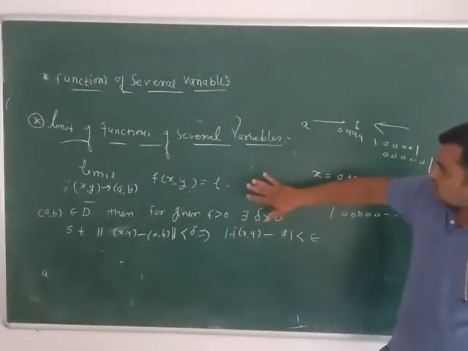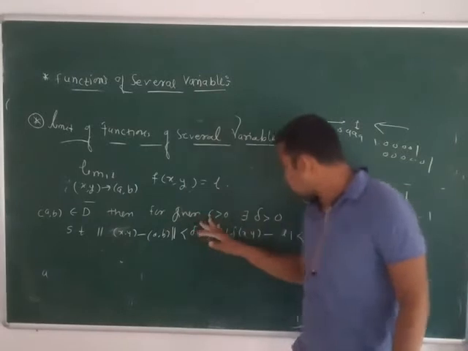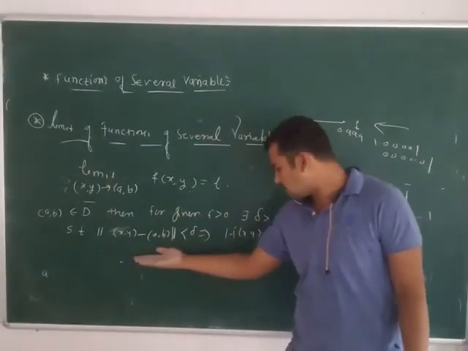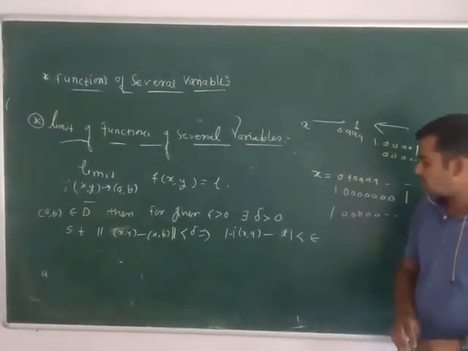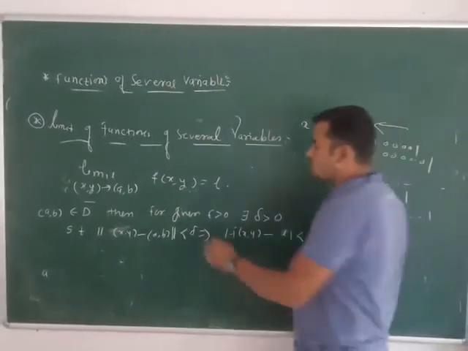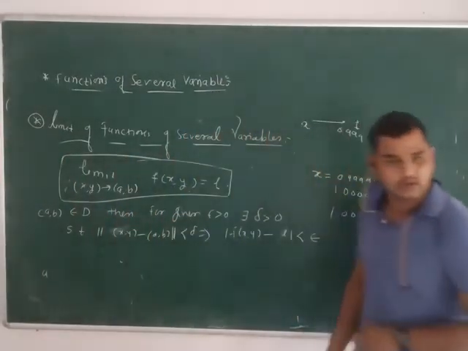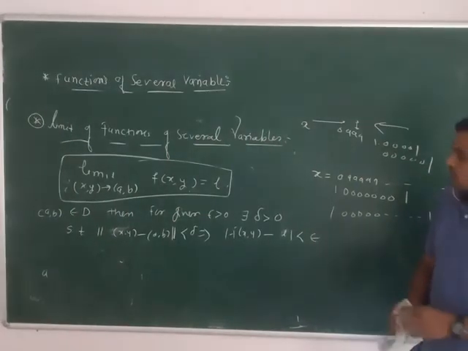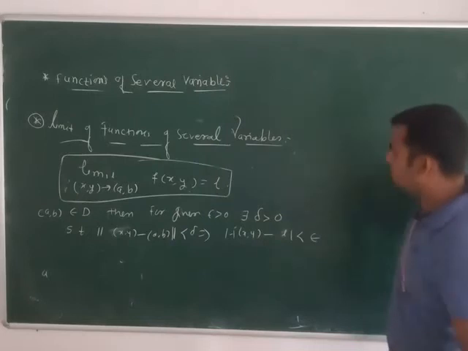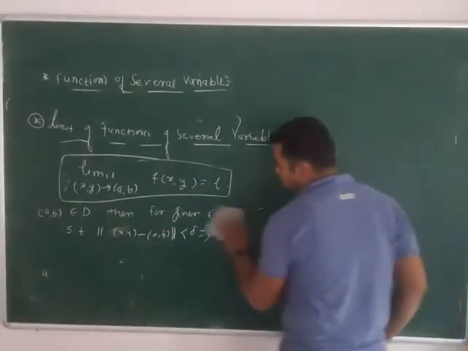So what is meant by the limit? Limit is nothing but: for given epsilon greater than 0, there is delta greater than 0 such that whenever this distance is less than delta, it implies that |f(x, y) minus L| is less than epsilon. Then we say that the limit as (x, y) approaches (a, b) of f(x, y) is equal to L. This is the limit of a function of several variables.